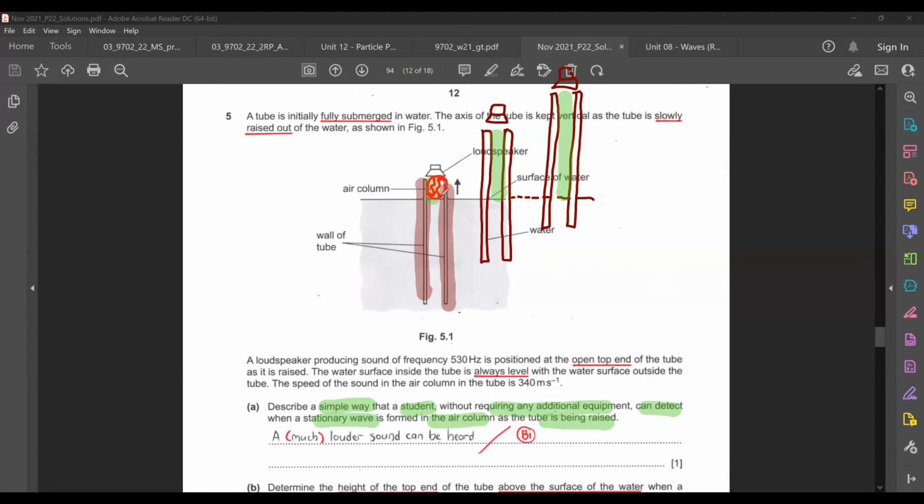It will only form at certain frequencies or certain lengths. So right now, what is happening here is that as you raise your tube upwards, you're actually varying the length of the air column. Okay, you're varying the length of your air column. So as you're varying the length of your air column, at certain lengths, your stationary wave will be formed.